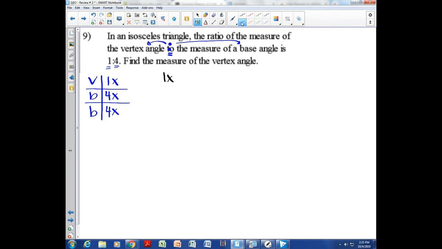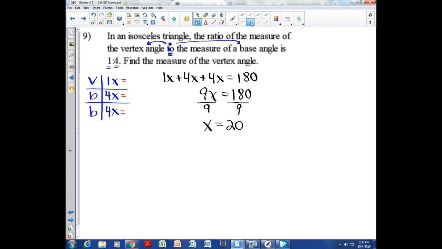So when we add 1x plus 4x plus 4x and set it equal to 180, we obviously get 9x, which is equal to 180. We divide by 9 on both sides, we get x is equal to 20. And once you have x in a ratio problem, you could just go back and represent all your numbers. 1x means 1 times 20, which is 20 degrees. 4 times 20 would be 80 degrees, and the two base angles are the same. 80 plus 80 plus 20 does equal 180, which means I'm on the right track.